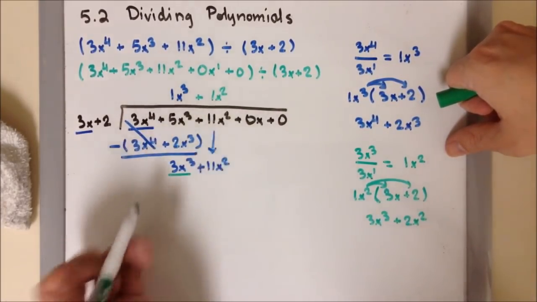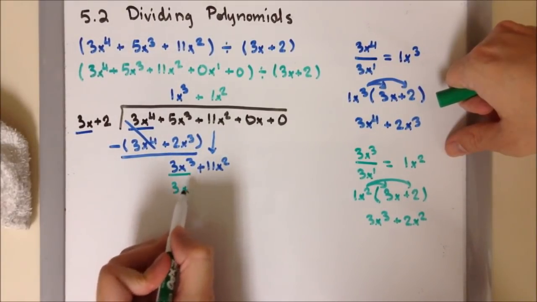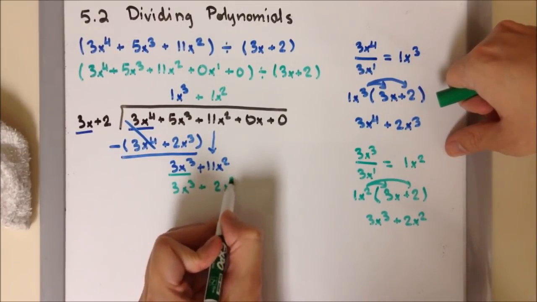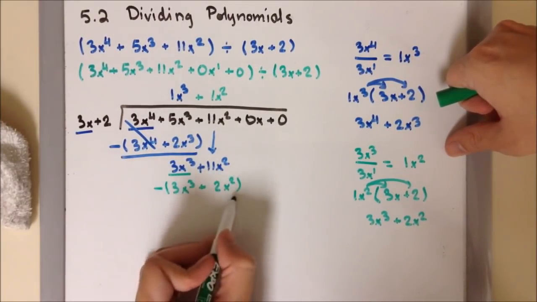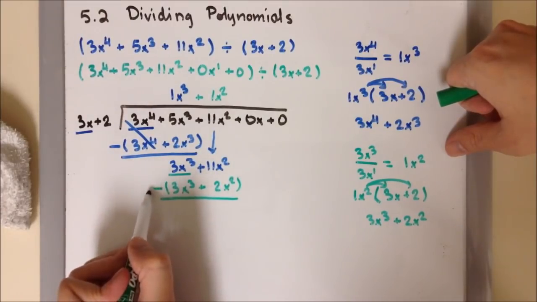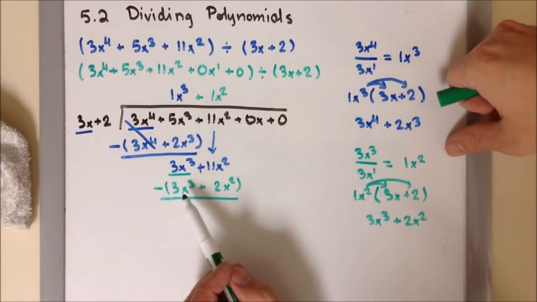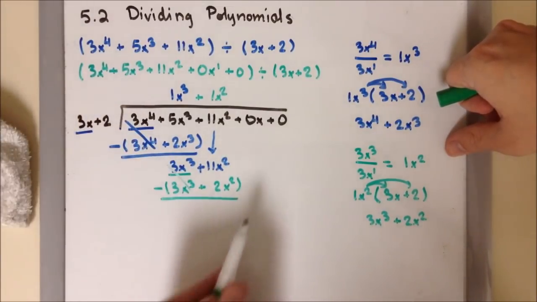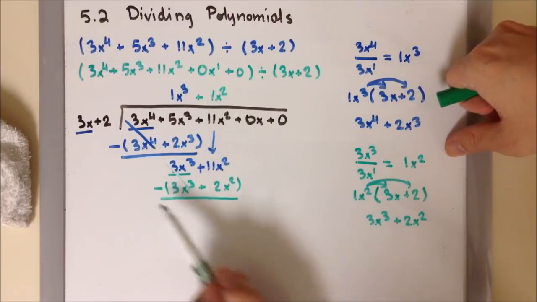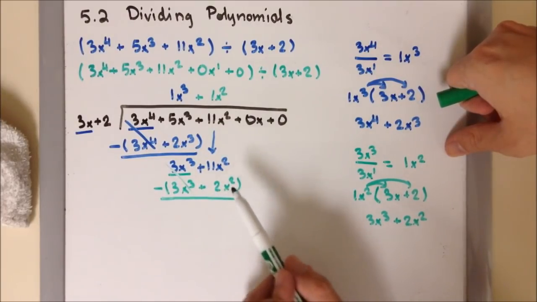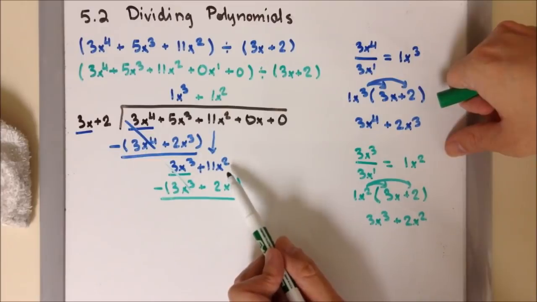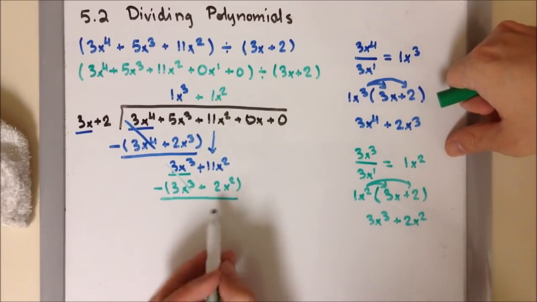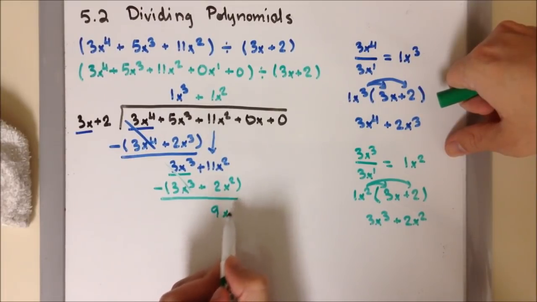And then I'm going to bring it over here. So 3x to the third power plus 2x squared, in parentheses, and then the minus. Alright, when I distribute the minus to this 3x to the third, these two will cancel out. Now, when I distribute this minus to the positive 2x squared, it will become negative 2x squared. So it will be 11x squared minus 2x squared. Then this will be 9x squared.